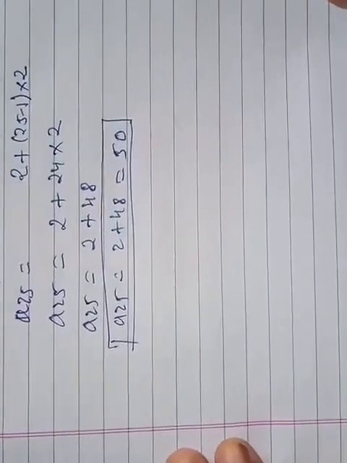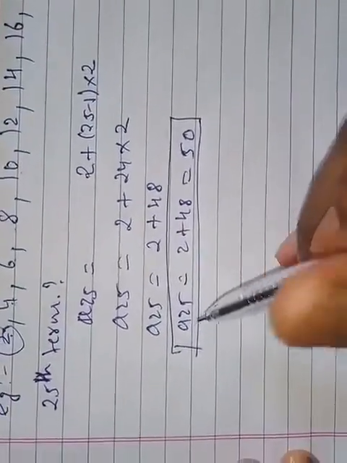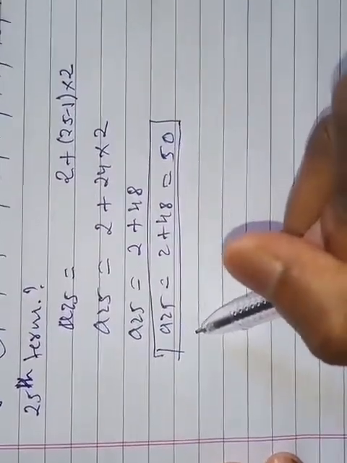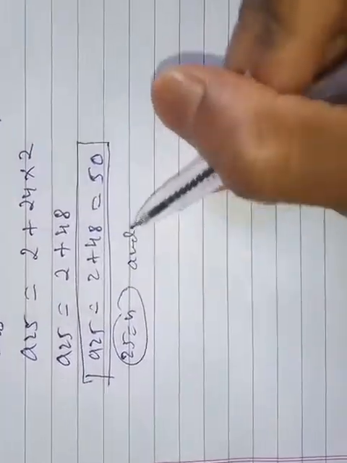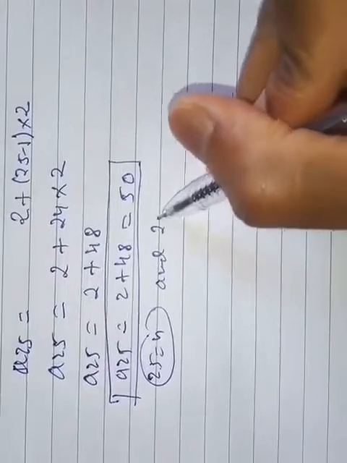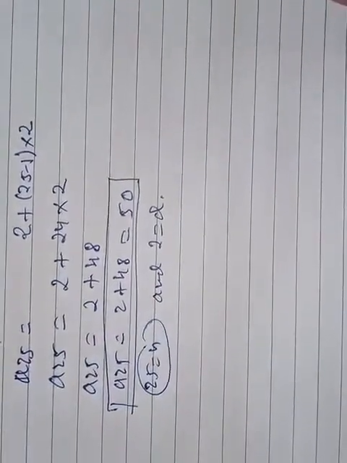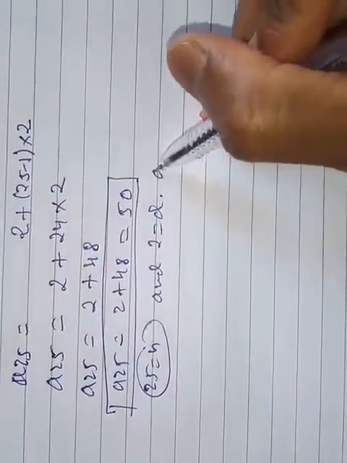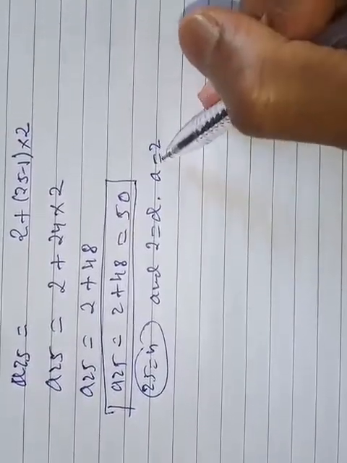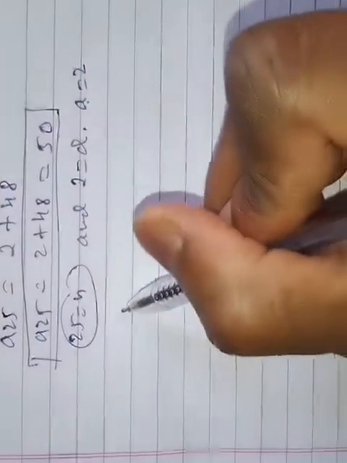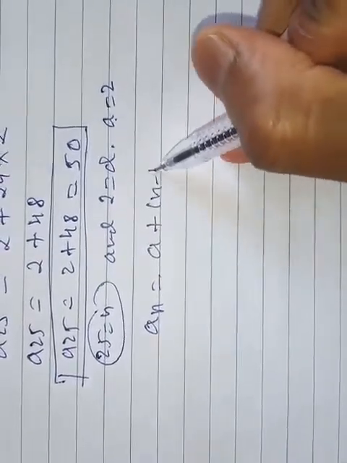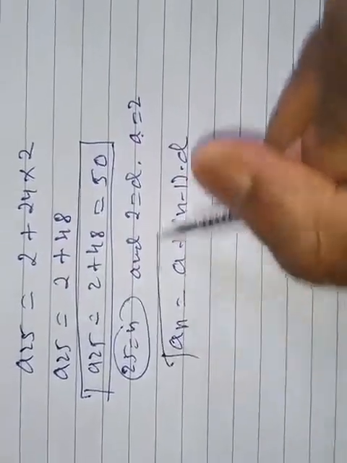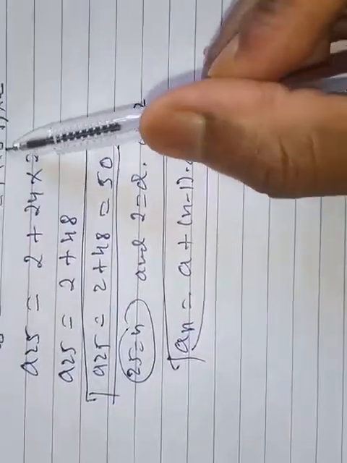From this, I want to find out the general formula for it. So in place of 25, you just write n. And in place of 2, you write d. And in place of 2 again, you write a. So how will your formula look? An is equal to a plus n minus 1 into d. Isn't it?